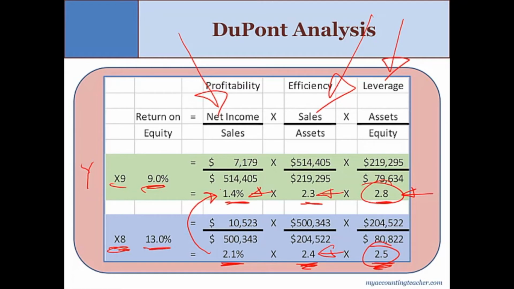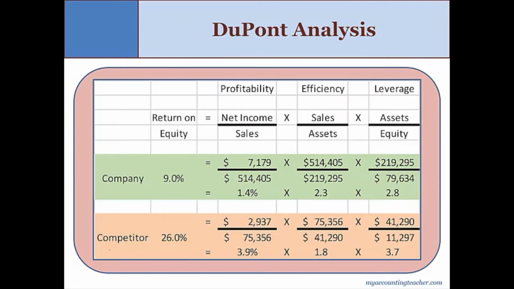Then once I've identified those items, I would go talk to the individual or individuals responsible for those specific expense items to find out what happened and what we are going to do to make it different. Now, here I compared X8 to X9. Let's take a look at a competitor here.